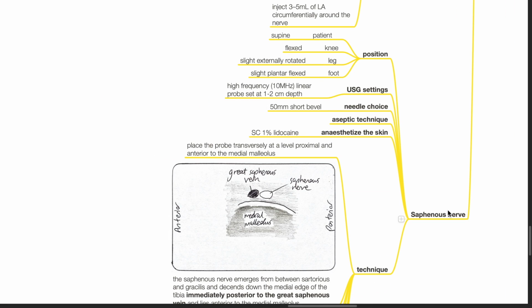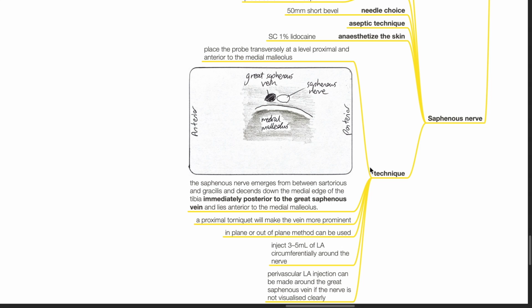Saphenous nerve block. Position the patient supine with the knee flexed, leg slightly externally rotated and foot slightly plantar flexed. Use a high-frequency linear probe set to 1 to 2 cm depth. Needle choice should be a 50 mm short bevel needle. Aseptic technique should be used. Anesthetize the skin with subcut lidocaine 1%. Technique. Place the probe transversely at a level proximal and anterior to the medial malleolus.